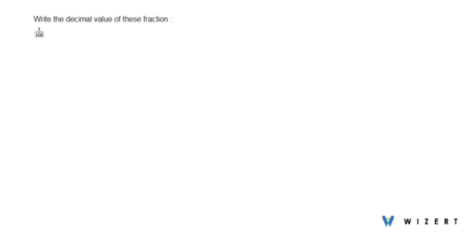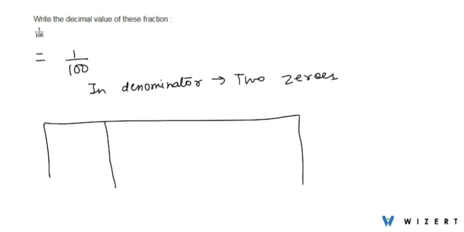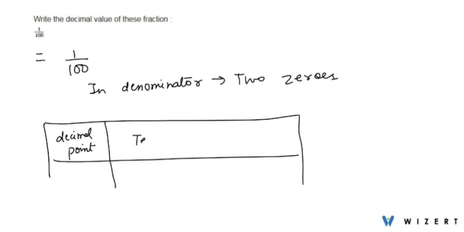Write the decimal value of the fraction 1 by 100. So 1 by 100, we can see here in the denominator we have two zeros. So let us draw or let us make the table according to that. So let us write the decimal point. There are two zeros in the denominator, so we will write tens and hundreds here in the table.